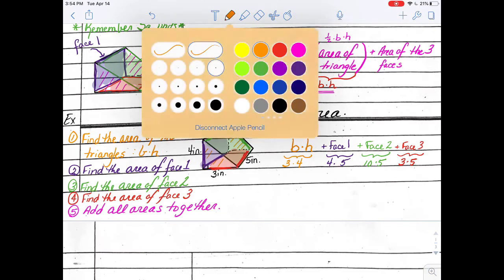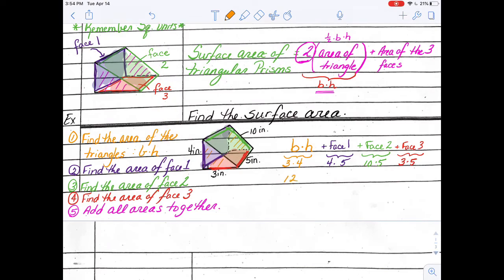Now again, order of operations. 3 times 4 is 12. We're going to add in that next face, which is 4 times 5, which is 20. Add face 2, 10 times 5, which is 50. And our last face, which is 3 times 5, 15. Now you've got the hard job of just adding those numbers up. And when I add those all up, I should get 97. And again, make sure your units are squared because we are talking about area. So we got 97 square inches.